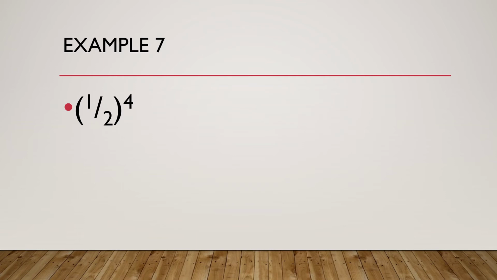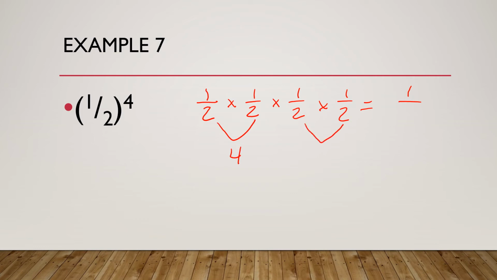Okay, in example 7, we have 1/2 to the 4th power, so that's a half times a half times a half times a half. So 1 times 1 times 1 times 1 is going to give you 1. 2 times 2 is 4, 2 times 2 is 4. Then we'll multiply our 4s, giving us 16. So you would get 1/16.